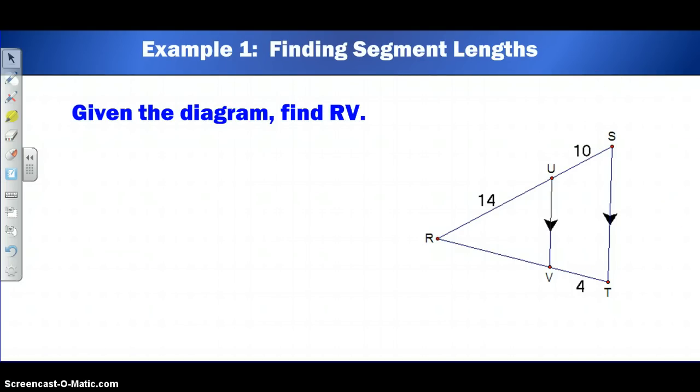So, I want to find RV. So I'm going to call RV X, and I'm going to set up a proportion. 14 is to 10 as X is to 4, and it's all about following the pattern. Left is to right as left is to right, and then we're going to solve this. We'll get 10x is equal to 56 and divide both sides by 10, and we find that that is equal to 5.6.